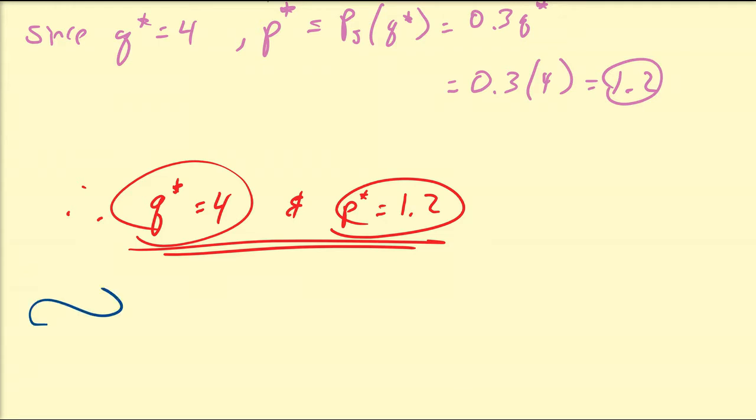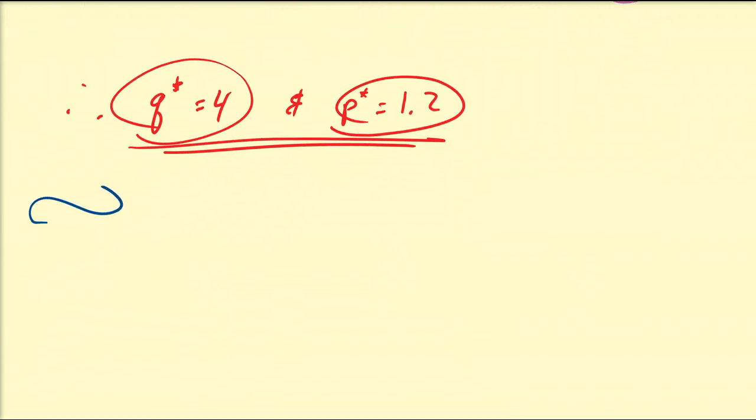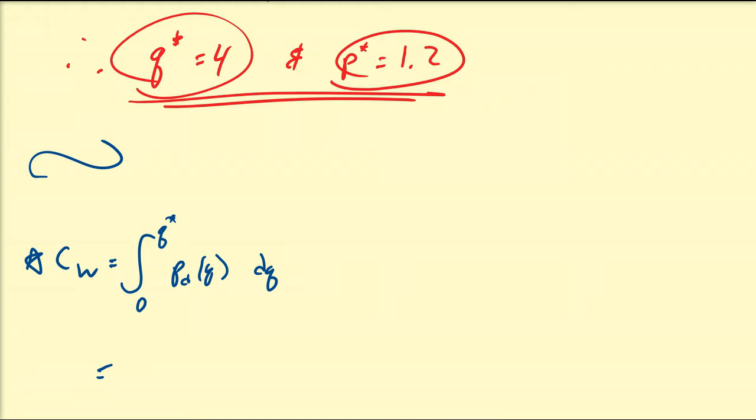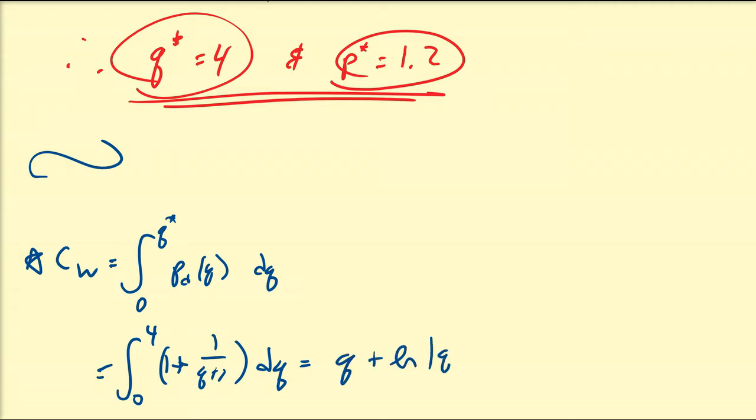So now let's calculate our willingness to spend, our consumer expenditure, and our consumer surplus. Our willingness to spend is going to be equal to, by definition, the integral from 0 to Q star of the demand curve with respect to Q. So that's going to be equal to the integral from 0 to 4 of 1 plus 1 over Q plus 1 dQ. By the fundamental theorem of calculus, we know that this is going to be equal to Q plus the natural log of Q plus 1, evaluated as Q goes to 4 and as Q goes to 0.